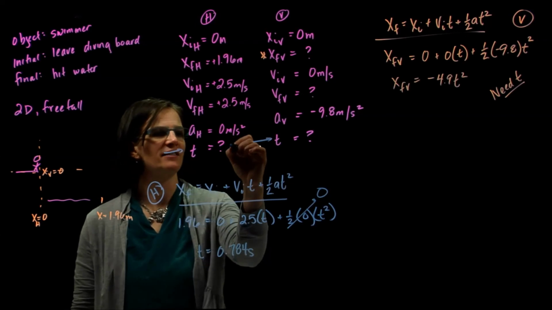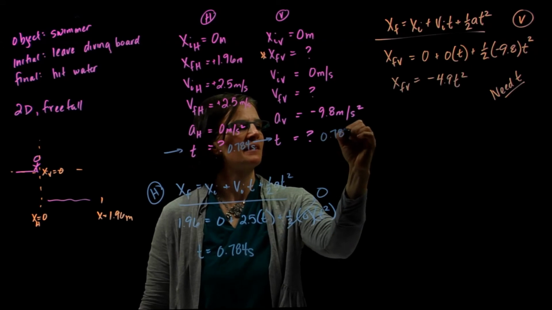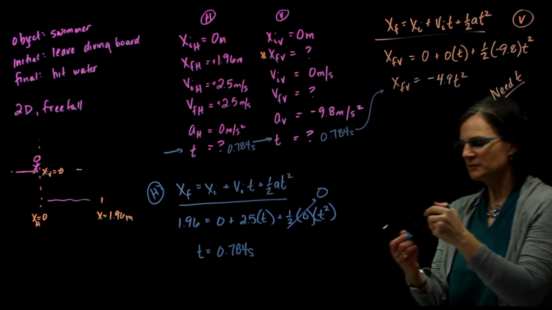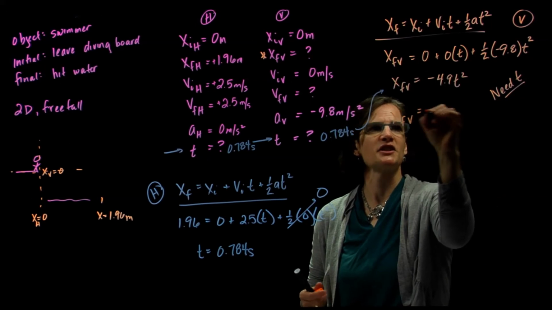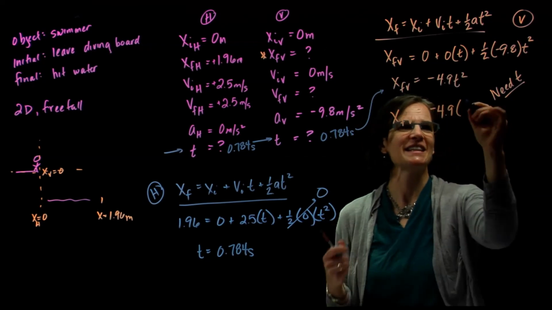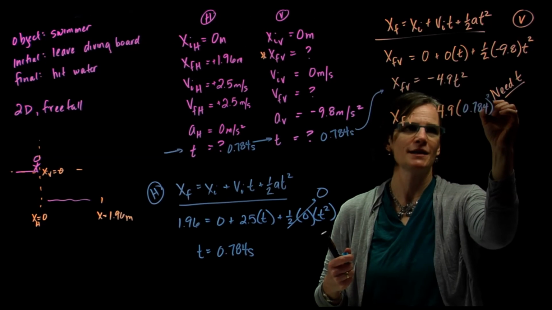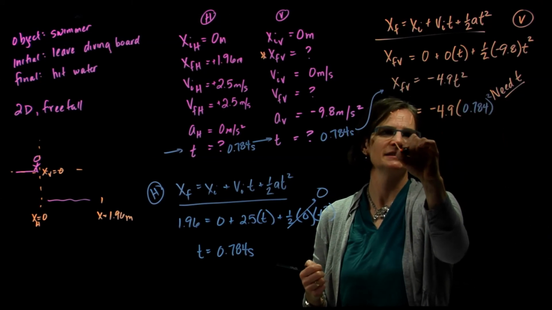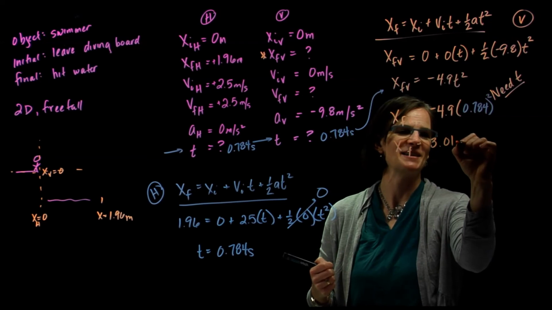Okay, so now I have that time, and I can use it to finish up my problem. So x final, we still want to know what that is. We don't know. X final in the vertical direction is equal to negative 4.9 times, now I have that calculated time, 0.784 squared. And I can solve for x final. X final is equal to negative 3.01 meters.